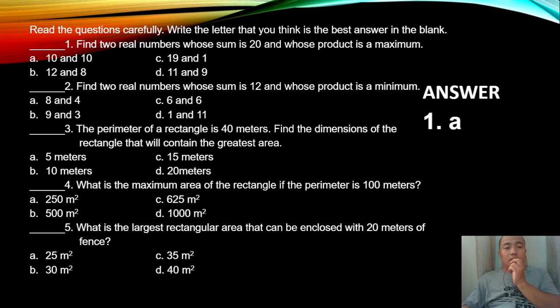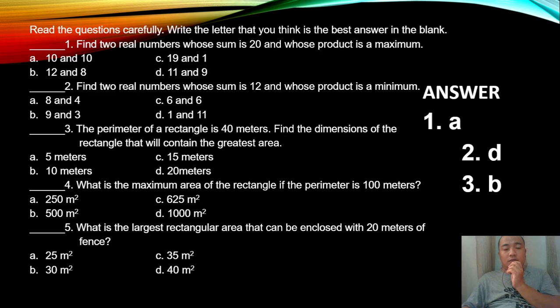Next, number 2, find two real numbers whose sum is 12 and whose product is minimum. Answer is D, 1 and 11. 1 plus 11 is 12. 1 times 11 is 11. Okay, product is minimum. Number 3, the perimeter of a rectangle is 40 meters. Find the dimensions of the rectangle that will contain the greatest area. Is it A, B, C, or D? The answer is B, 10 meters.